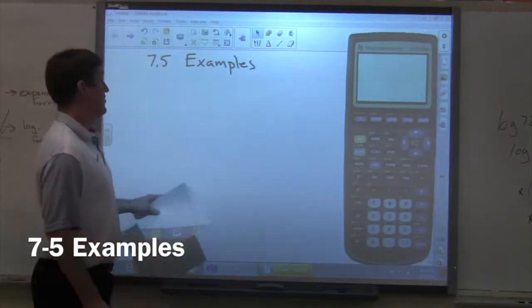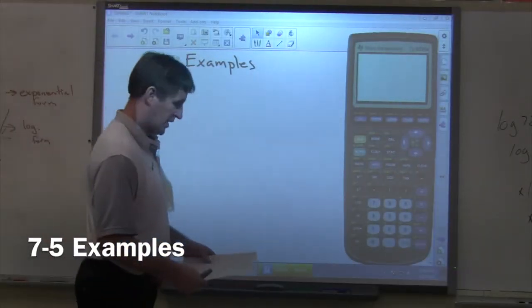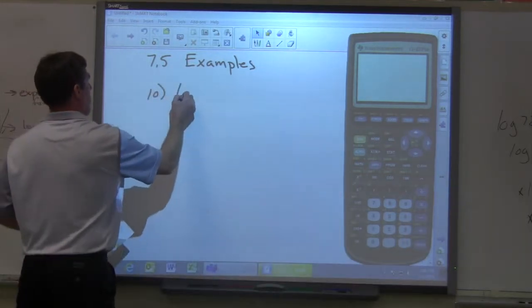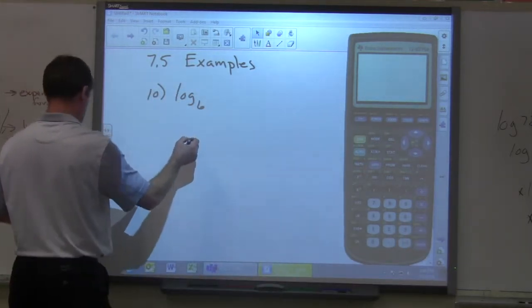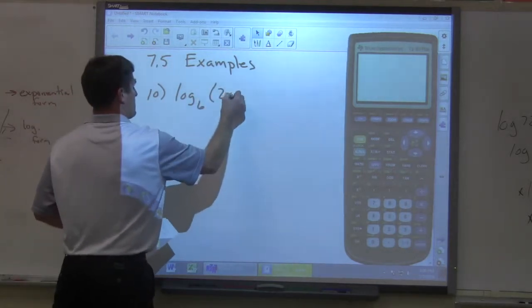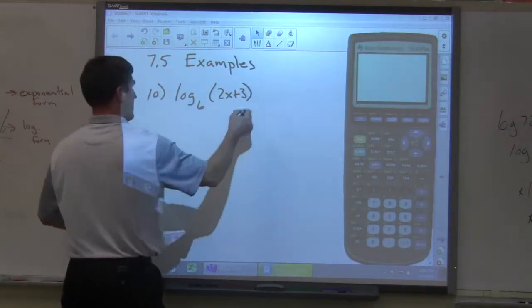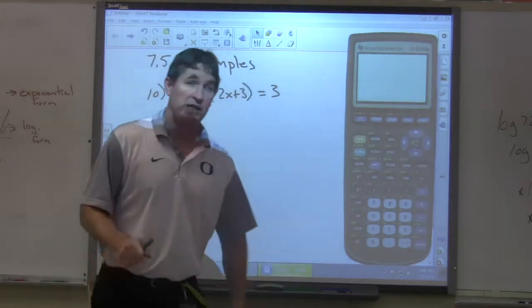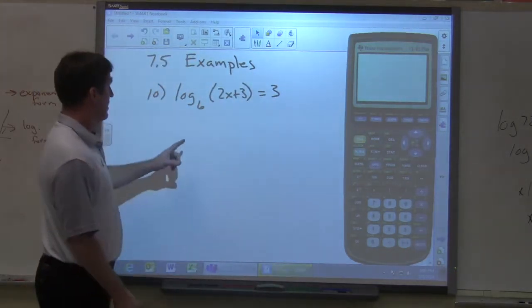So here's some examples from 7.5 that hopefully, if you're stuck, can clear up questions. This is number 10 in the book, and it's log base 6 of 2x plus 3 equals 3. So remember, the first thing you always want to examine is where is the variable.